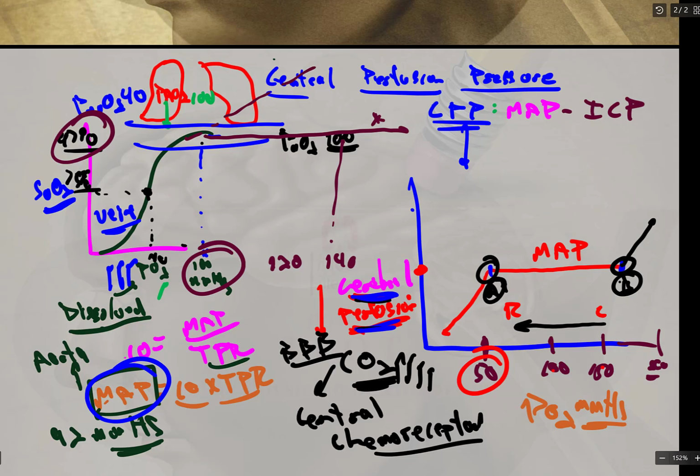How would you go about increasing carbon dioxide? Tell me about ventilation. You'd have a decrease in ventilation. So when you hypoventilate, you decrease your ventilation. And so therefore, what you're going to find is an increase in carbon dioxide levels.